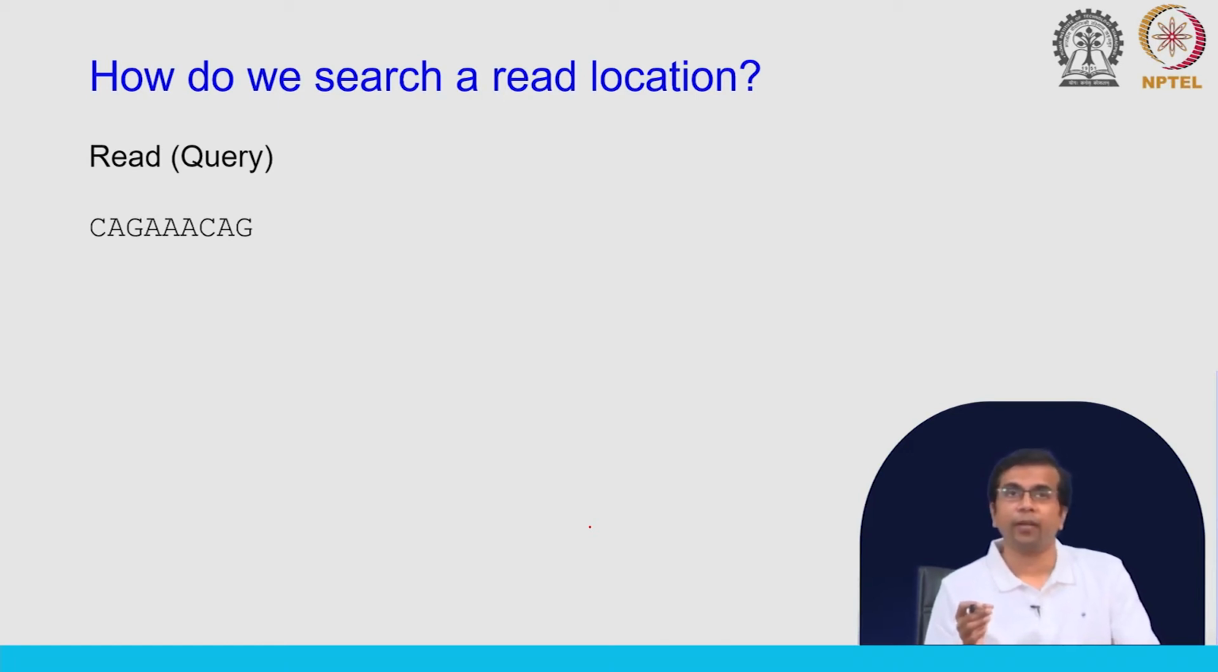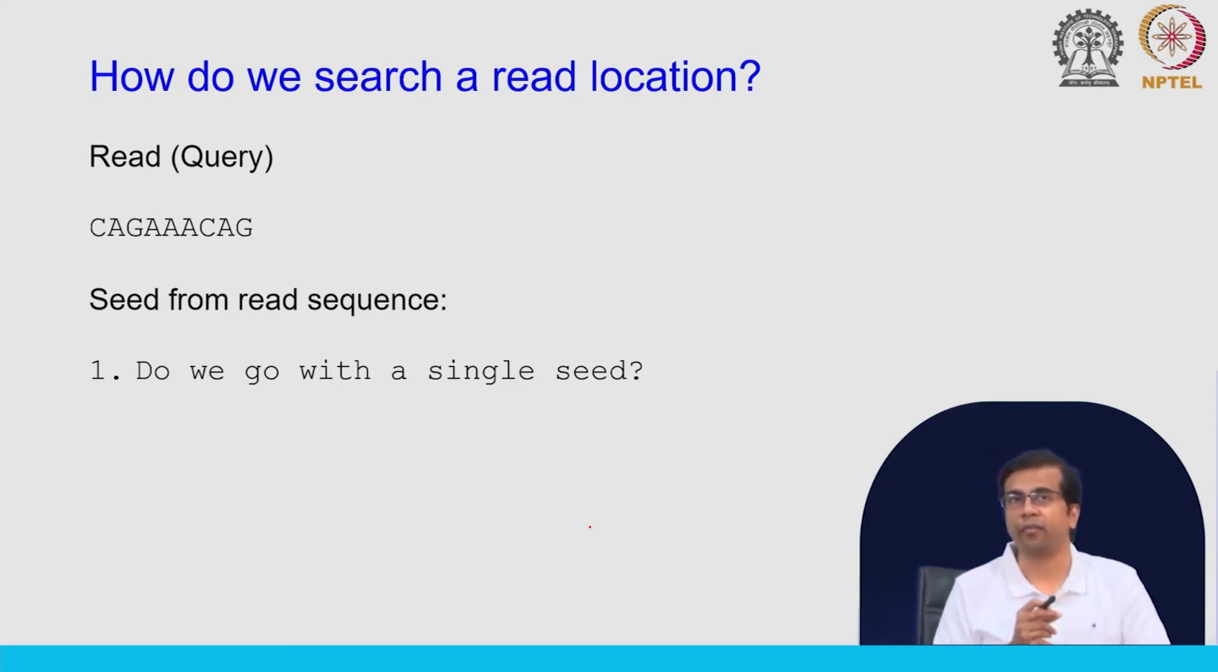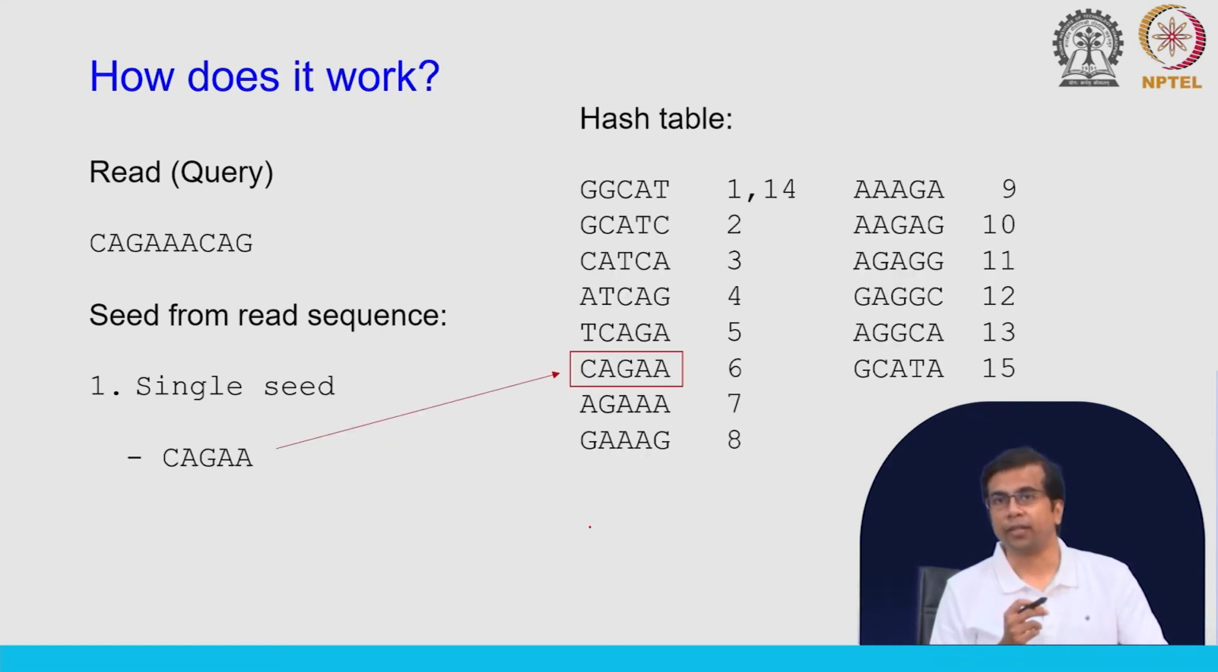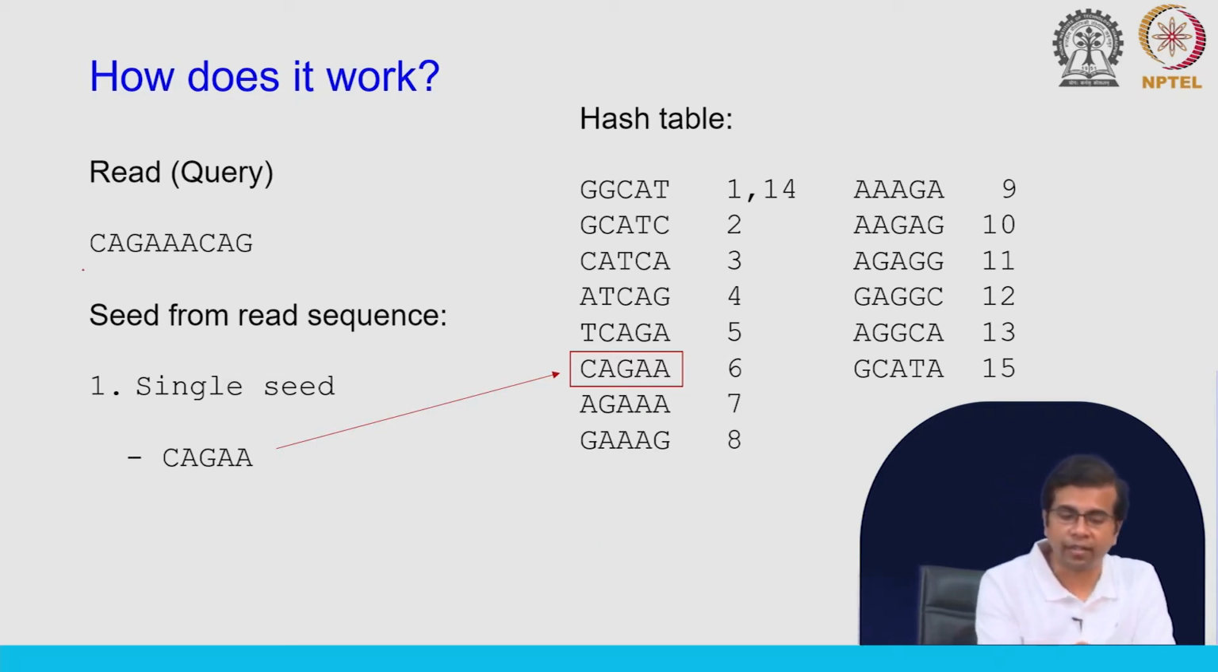Now, for the read that we have, we actually have to generate these seeds again from the read sequence. Again we have 2 options. We can generate a single seed and try to find it in the hash table and find its location, or we can go with multiple seeds. Let us look at what would happen and what the advantages or drawbacks of each of these are. If we are looking up a single seed, we have generated the single seed, again the k is 5, the seed length.